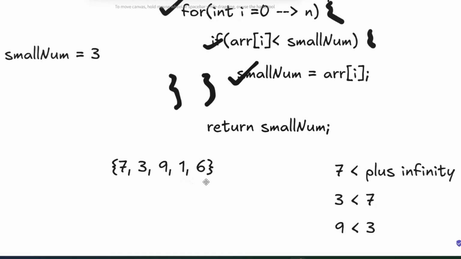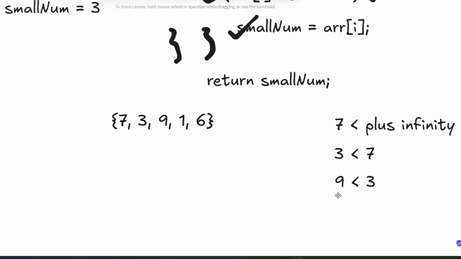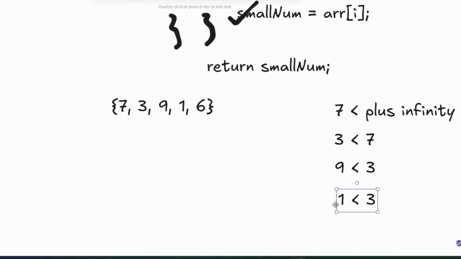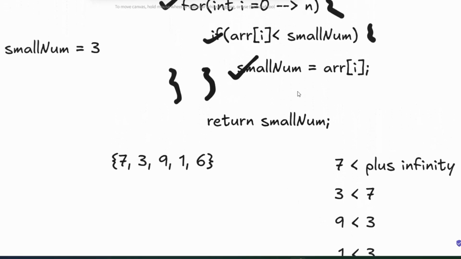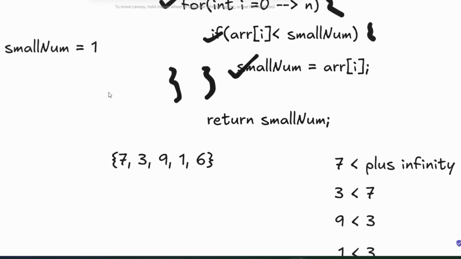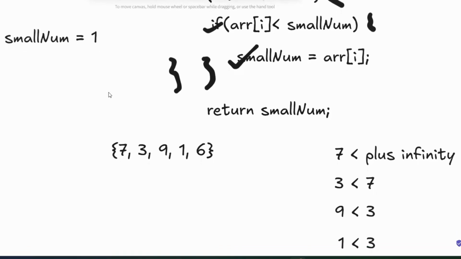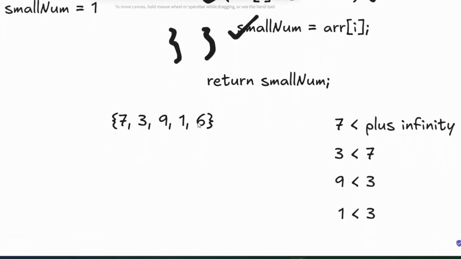Okay, now here we'll check if array of 3, that is 1, is less than variable small nums, that is 3. Yes, it is true, 1 is less than 3. Then in our variable, 1 gets updated, which means the value 1 will be assigned. Then our I will be updated again.